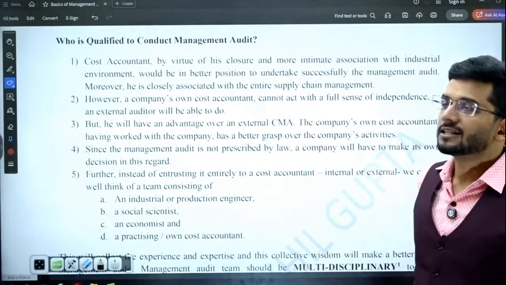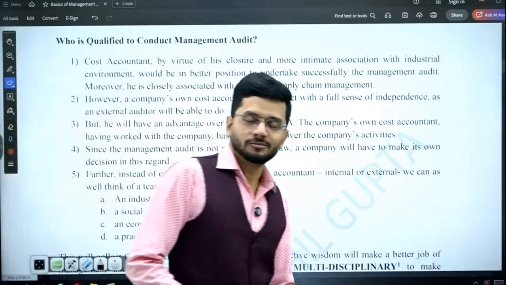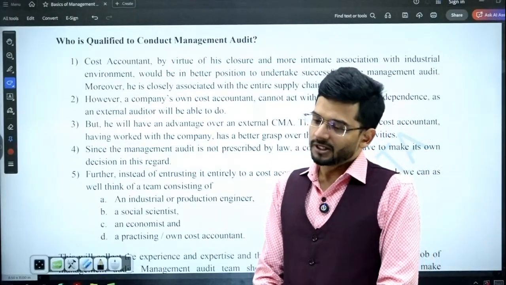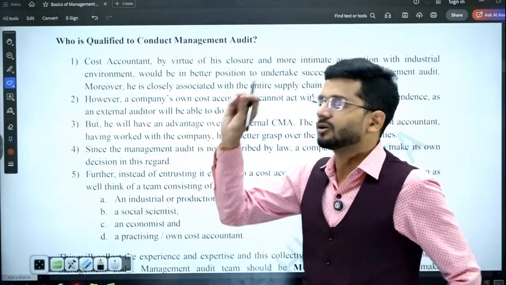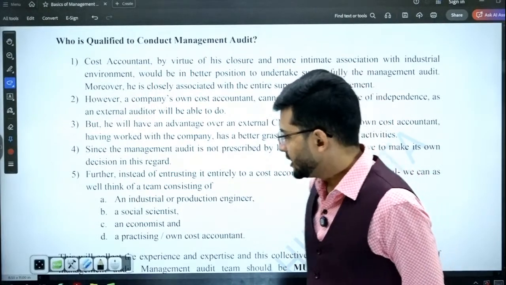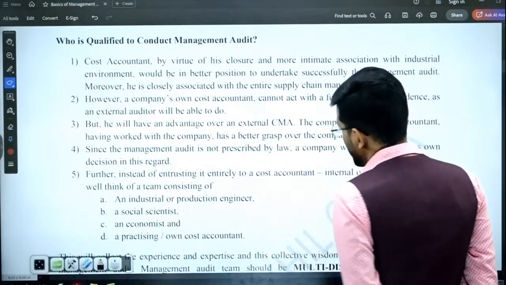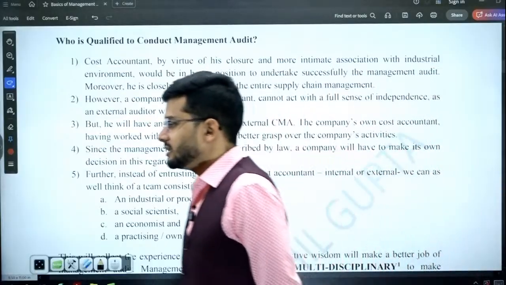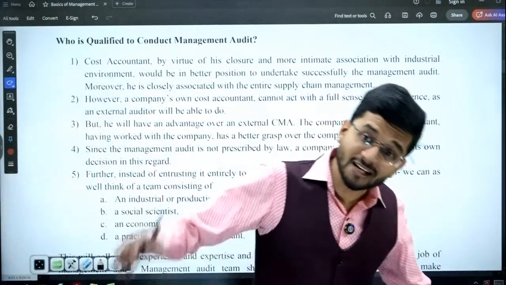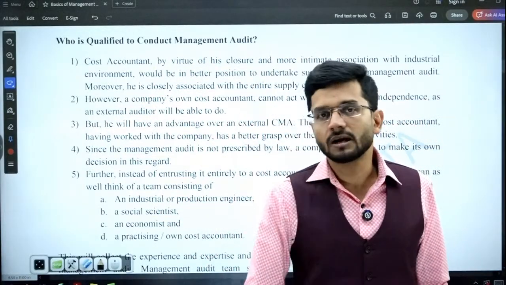Now, I've already responded to this question. Who is qualified to be a cost and management auditor? Who can conduct management audit of a particular company? Guys, there are no specific requirements of qualification in the Act. This is not a statutory provision. This is not a statutory audit. So no specific technical requirements, no specific education related requirement that he has to be a chartered accountant, he has to be an engineer. No such requirement.